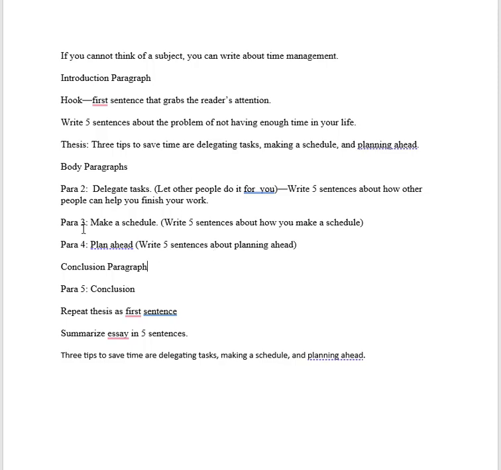So this pretty much is known as the 5-paragraph essay structure, where your thesis statement matches your body paragraphs, and then your topic sentence, delegate tasks. Then you write 5 sentences about delegating tasks. Make a schedule. You make 5 sentences about making a schedule. Plan ahead. You write 5 sentences about planning ahead. So this is how you write your illustrative problem solution essay. So if you have any questions and you want more tips, you can always email me anytime.